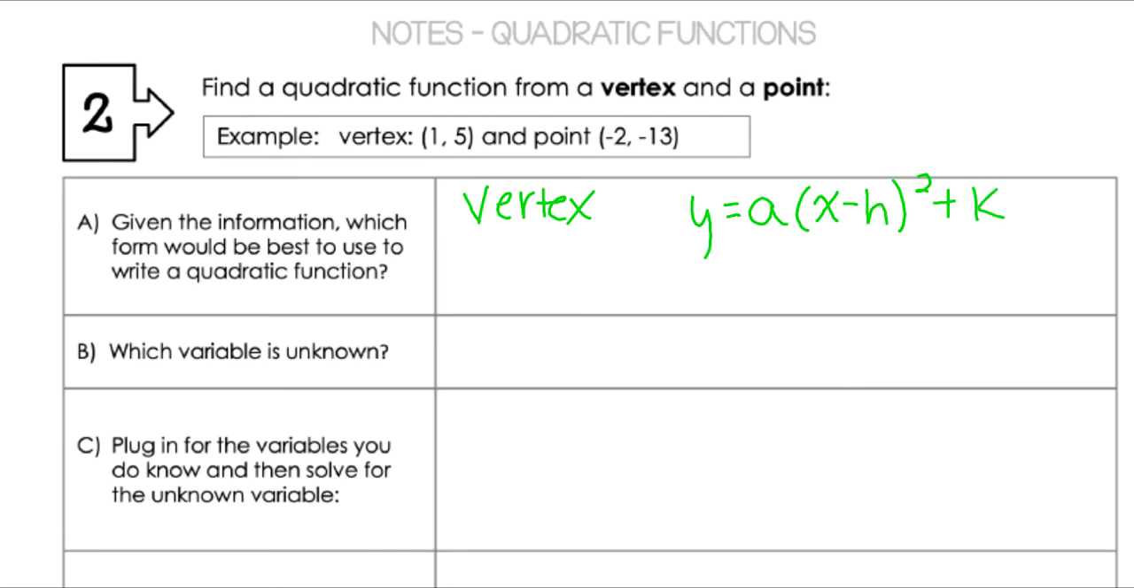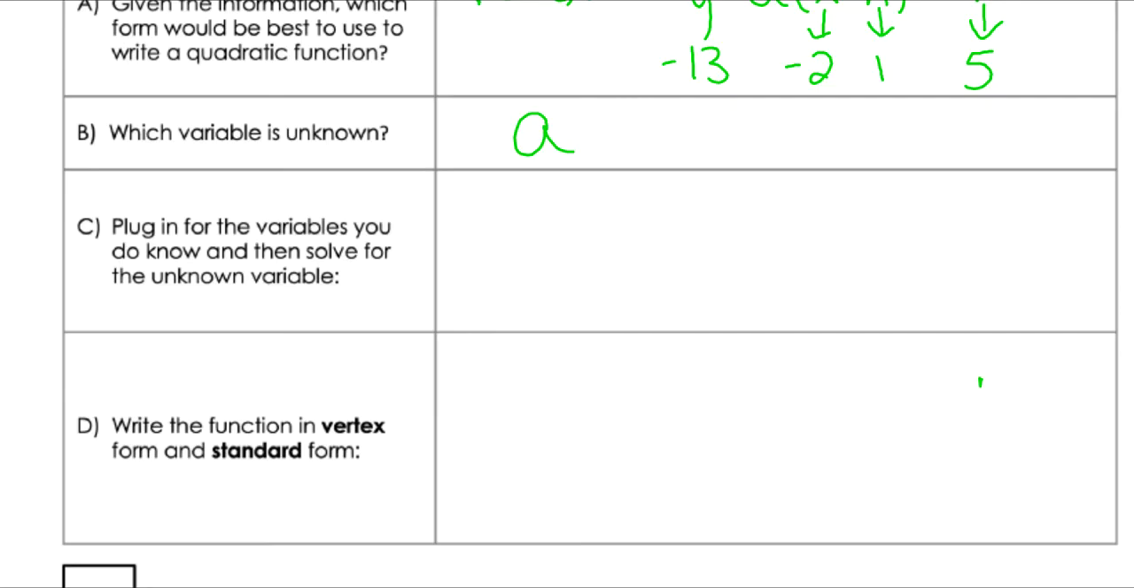So looking at what I have up here, my point is always going to give me the x and the y coordinate, and my vertex is going to give me the h and the k values. So I've got a -13 for y, an x coordinate of -2, an h of 1, and a k of 5. So again, the one I don't know, the variable that's left is a. So I am going to plug everything in and see what I can get out.